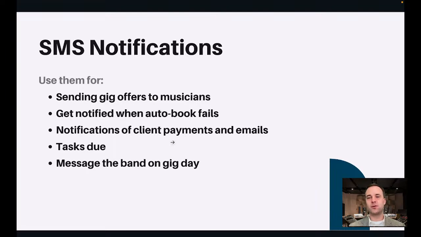So if, let's say, you had a call list of 5 drummers on a booking and none of them were available, as soon as that last guy has declined your gig offer, you can be notified instantly that all your drummers were unavailable so that you can deal with that. Next thing here, notifications of client payments that have come in or emails that were received from clients, even client contracts that were signed. So those can be pretty handy.